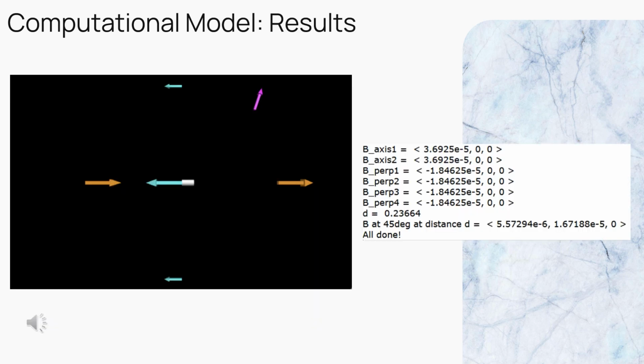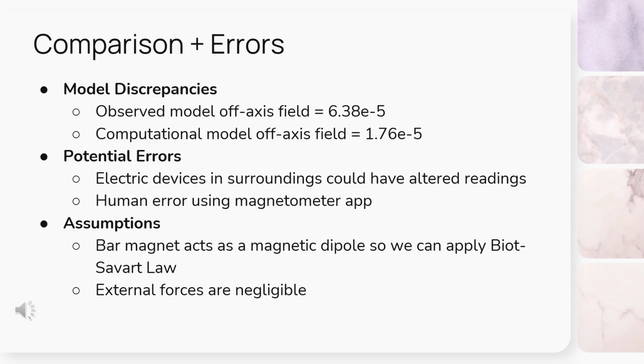Here are the results for the computational model. This is what the magnetic field looks like, and the calculations are shown on the left. Model discrepancies are that the observed model off-axis field was 6.38 times 10 to the negative fifth power, and the computational model off-axis field was 1.76 times 10 to the negative fifth power.